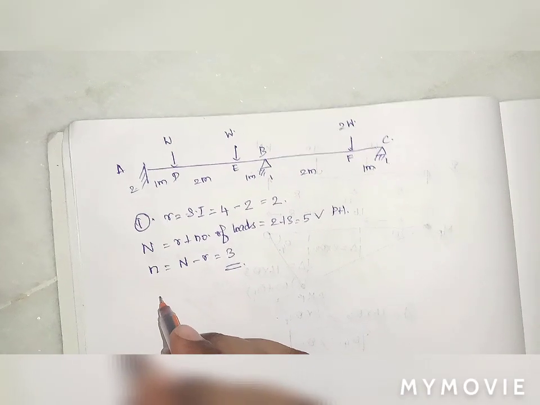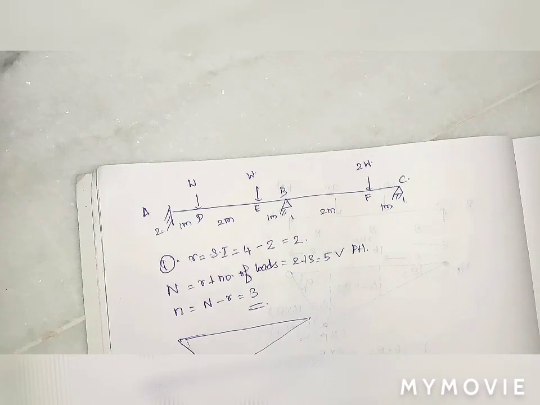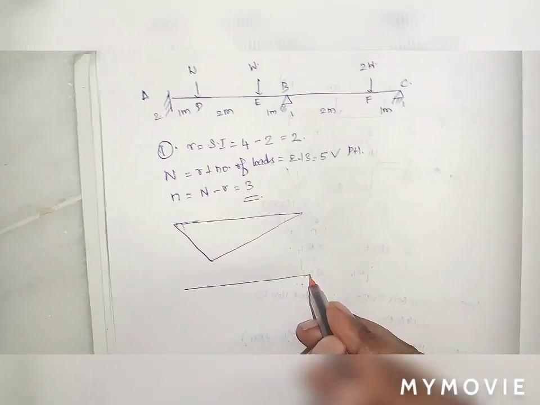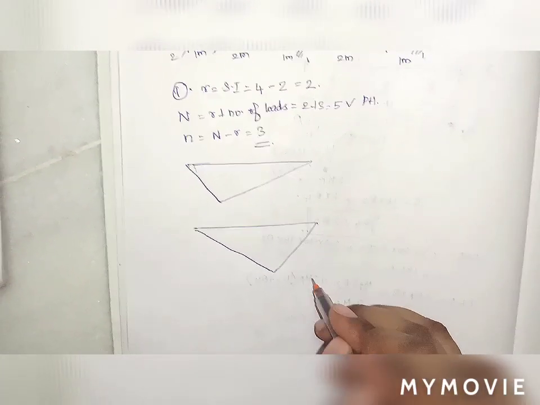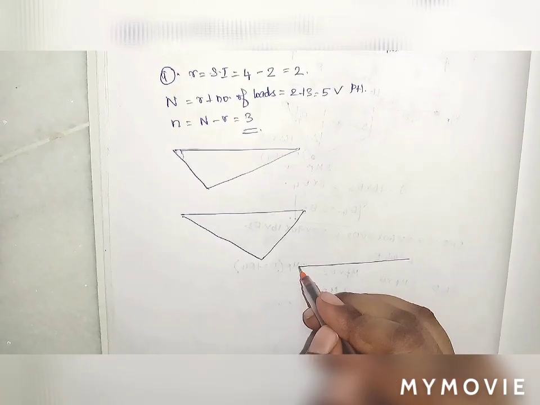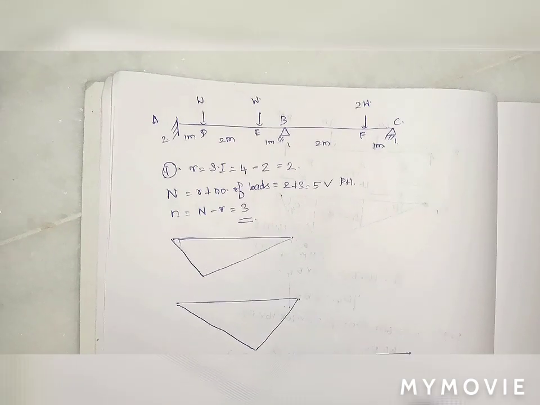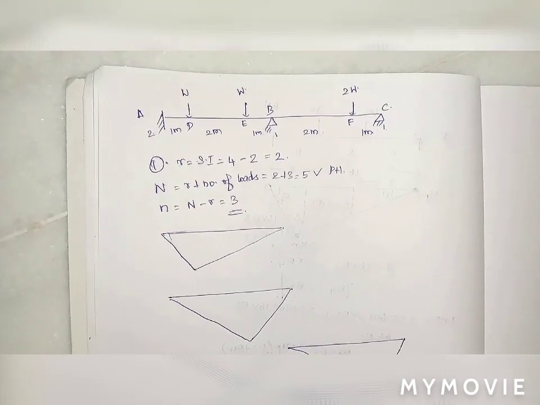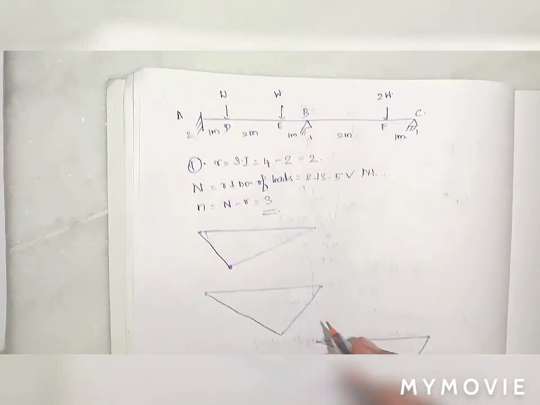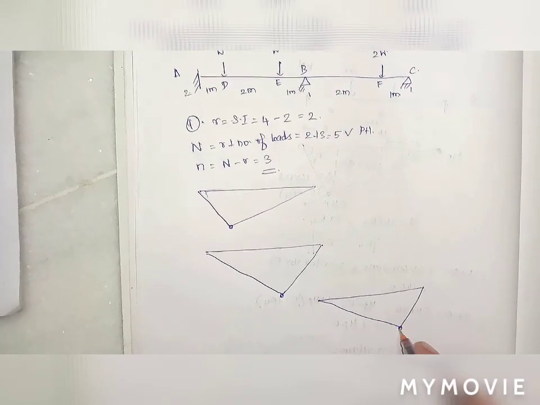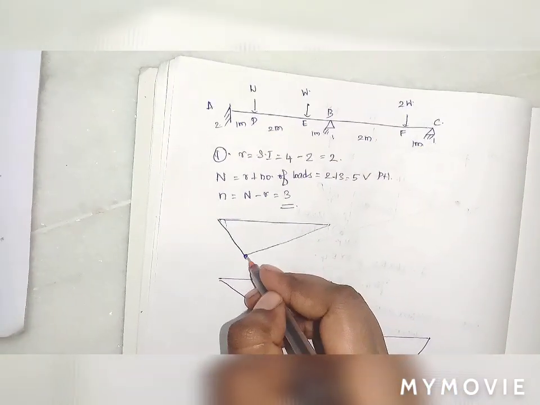The first mechanism will be in the section AB due to the point load at D. The second mechanism will be in the section AB due to the point load at E. And the third mechanism will be in the section BC due to the point load at F. Now we have to locate the plastic hinges and mechanical hinges. So there are 5 plastic hinges. First, plot them at the points of loading. At three points we have located the 3 plastic hinges.